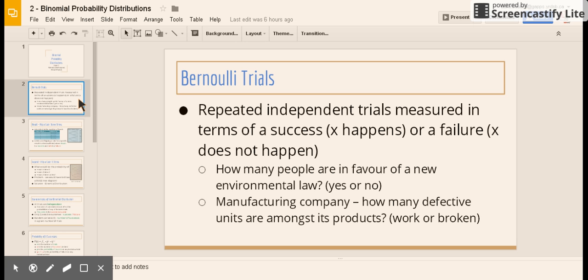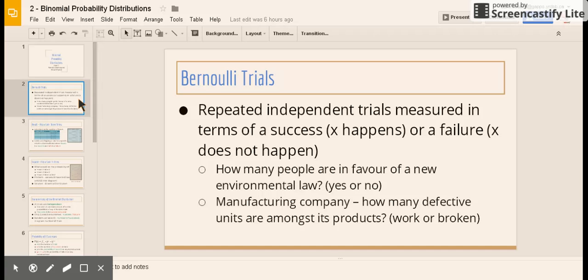This is Bernoulli trials. And what these are is repeated independent trials. Remember, independent means that one trial does not depend on what happened in previous trials. So for example, rolling a dice, the dice doesn't pay attention to what has happened in the past and try and do something different. Okay, so these are independent trials.